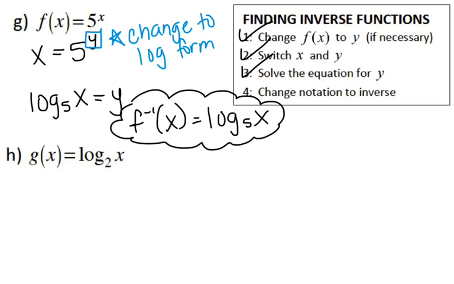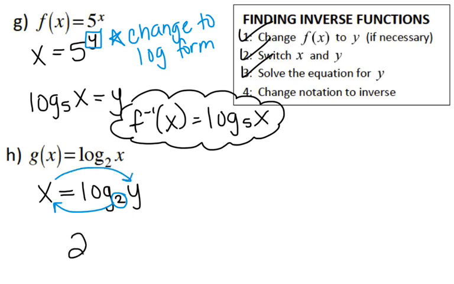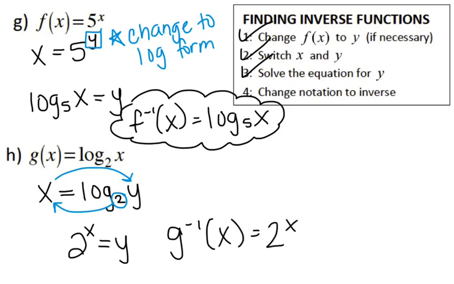And then for letter G, if I switch my x and my y, I have x equals log base 2 of y. This is like the scenario where we had log equals a number and you change it to exponential form. So I have 2 to the x equals y. Change it back to function notation, so I have g inverse of x equals 2 to the x.